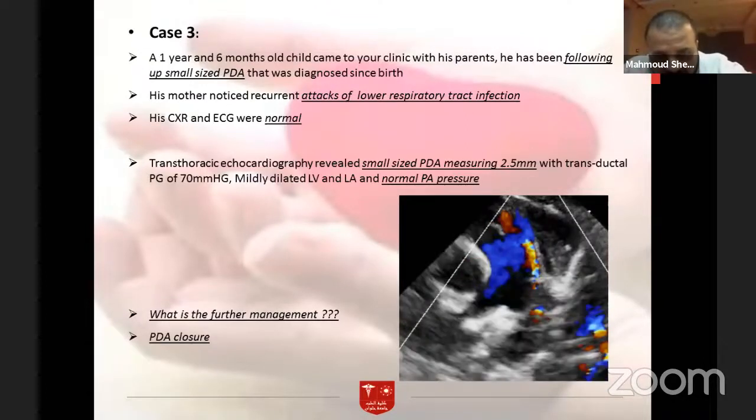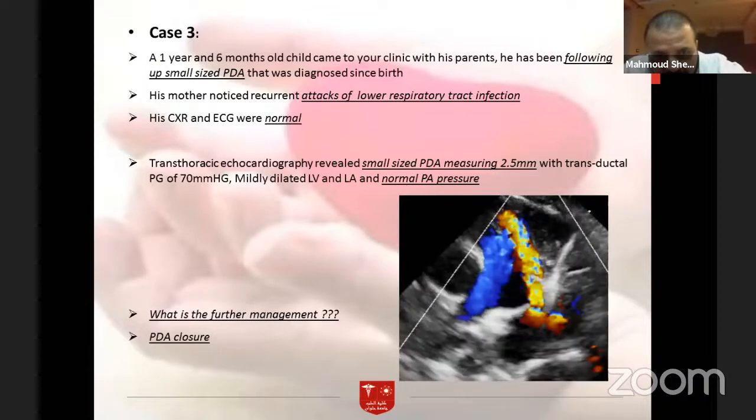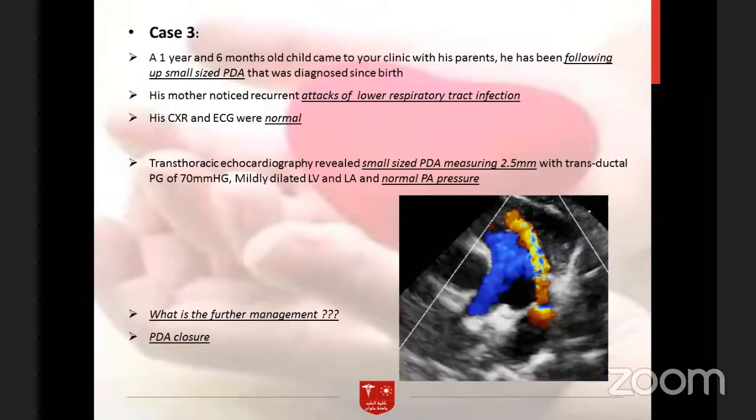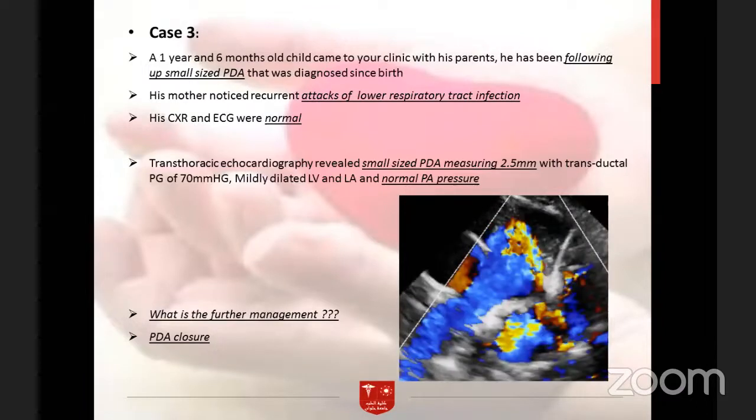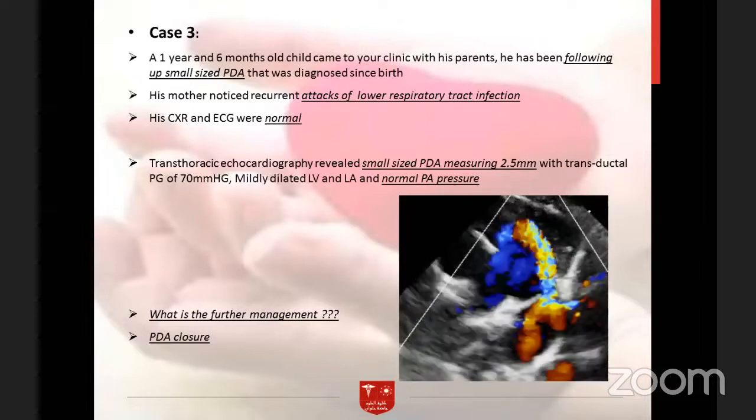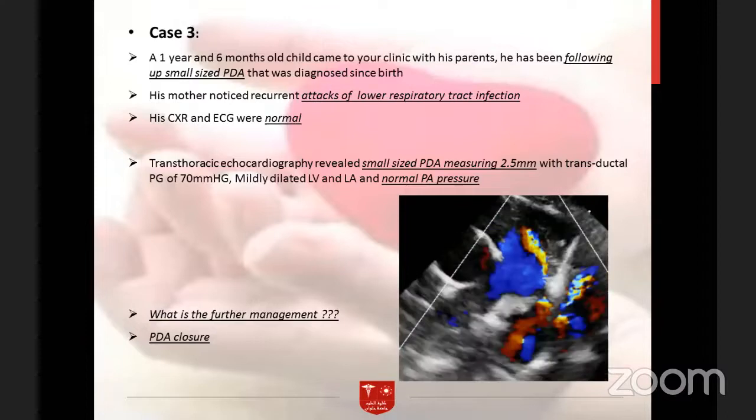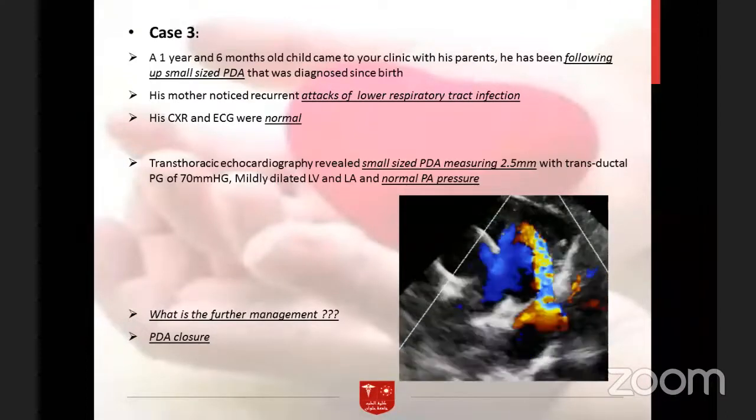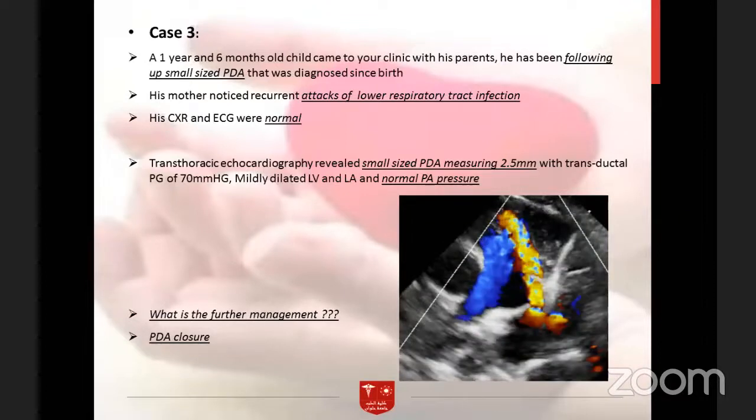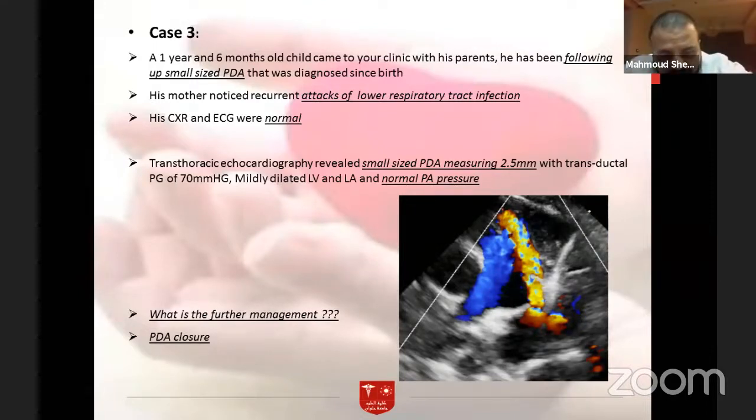Anybody have a comment? Okay, Dr. Mahmoud, so I can conclude from your comment that any symptomatic PDA with a hemodynamic effect on the left side is for closure, and having a small size PDA in the transthoracic echocardiography, the preferred mode of closure would be percutaneous closure. Yes, I agree with you, Khaled. The standard treatment for such a case is transcutaneous closure.